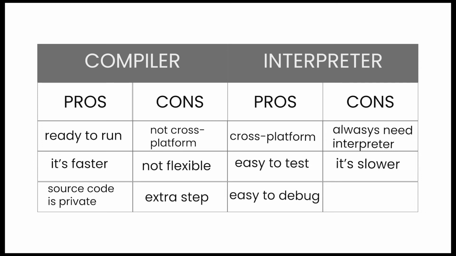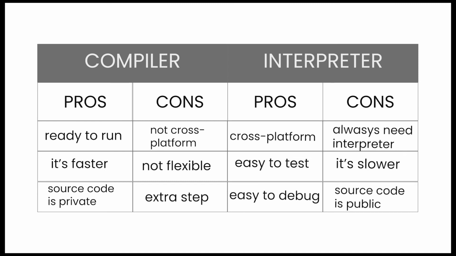Interpreted languages are slower than compiled languages. As the interpreter reads your code line by line, it's obvious that it will be slower than a compiled language. And the third thing is that your source code is always public. As the interpreter does not convert your code into machine code, instead you simply share a copy of the same code, so your source code is always public.